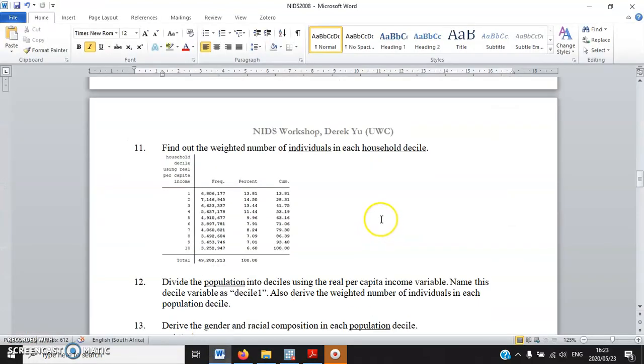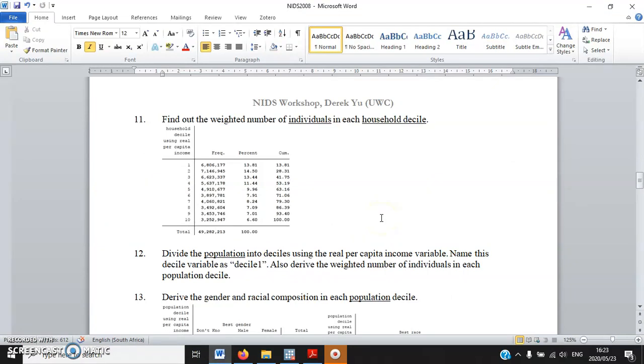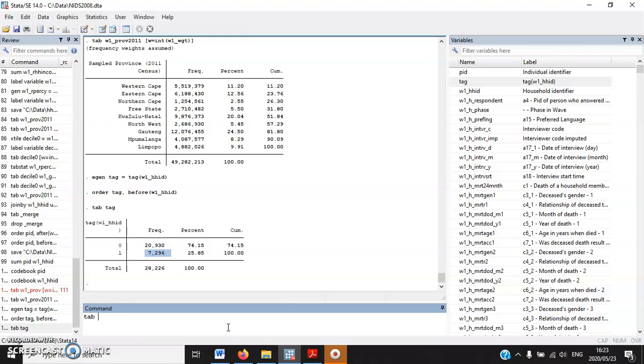And now question 11, find out the weighted number of individuals in each household decile, the household decile that we created earlier. So tab, we include everyone. So I don't need to impose the tag restriction. I include everyone according to question 11. So tab decile 0. Oopsie, it must be small letter.